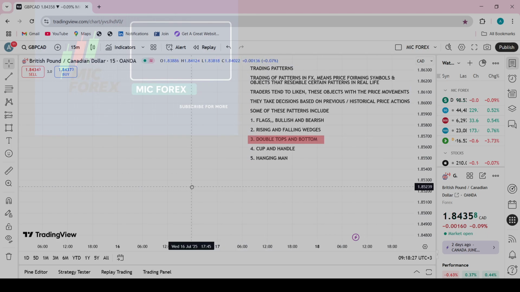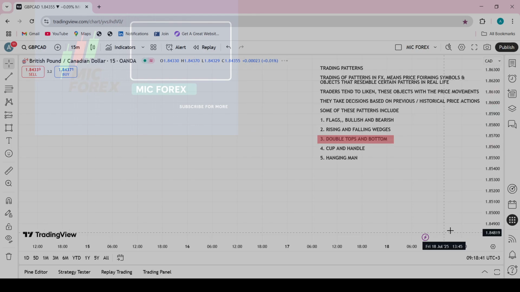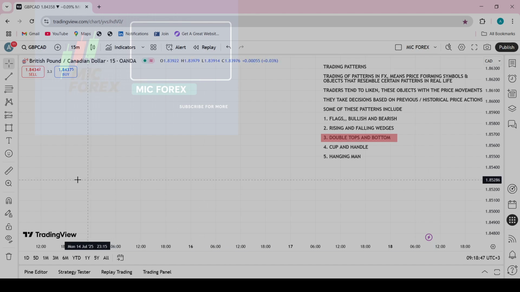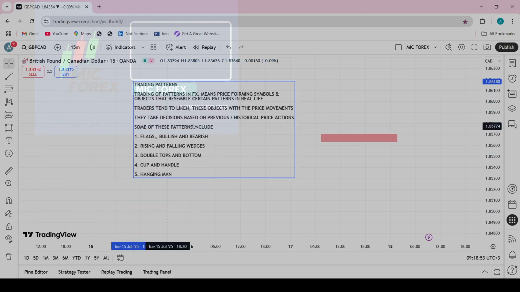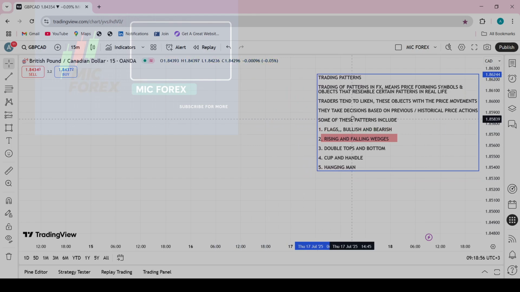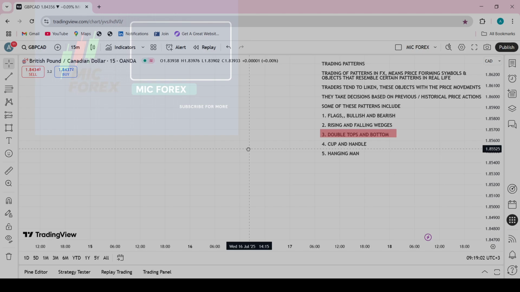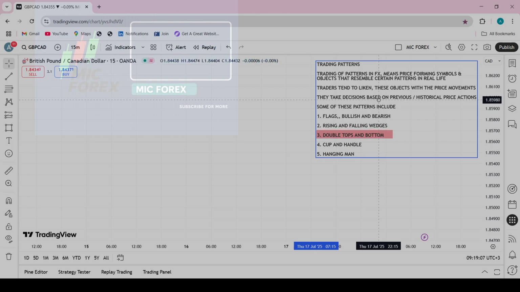What does it mean to trade, or how do we trade these particular patterns? I think I can enlarge my board like this. Let me try. Oh yeah, I think now it's fair. It's a bit bigger that way. I like it when it is here. Correct. So we have double tops and double bottom. That is what I really want us to talk about in this particular video.